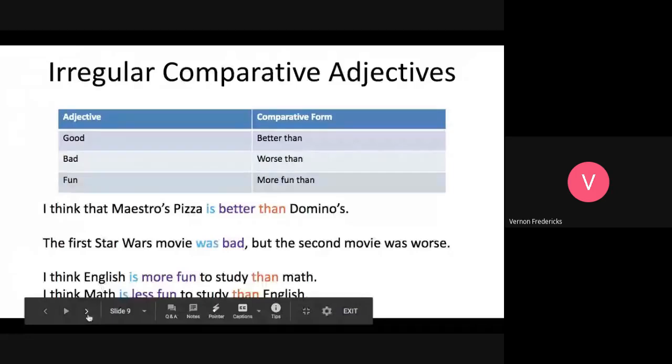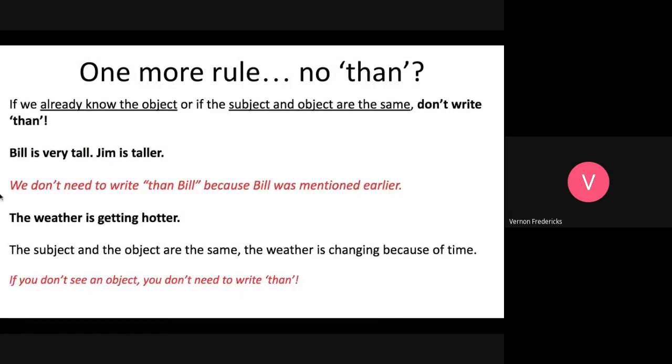To the next slide. This is exactly what I was talking about just now. One more rule: no than. If we already know the object, or if the subject and the object are the same, don't write than. For example, Bill is very tall. Jim is taller.